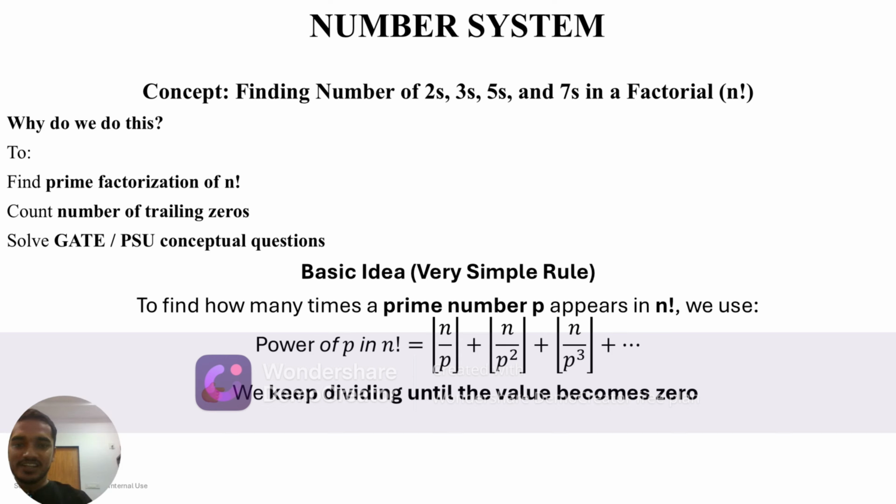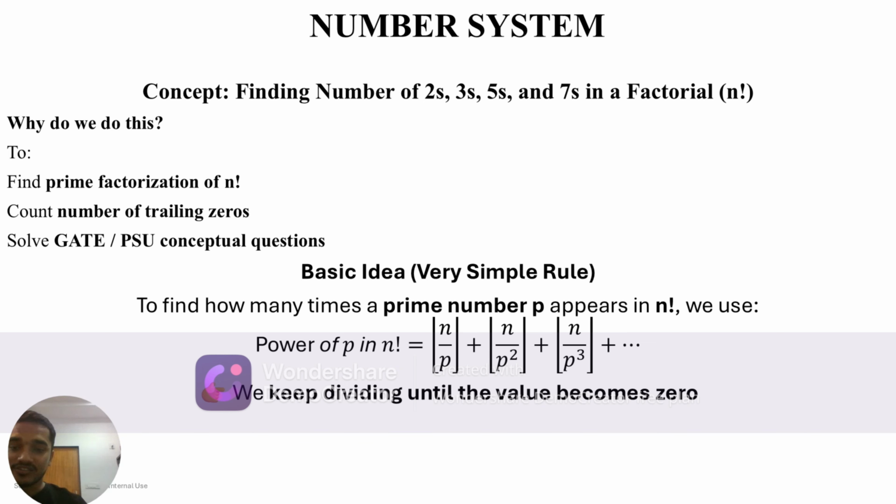Is there any possibility of finding the 2s, 3s and 5s in n factorial, just like in 100 factorial or 50 factorial? How can I find the 2s, 3s and 5s in this factorial? The question arises: why do we find these numbers in a factorial? Because of the prime factorization of n factorial and counting the number of trailing zeros, and these questions are also asked in GATE and PSU examinations. So these are very important topics.